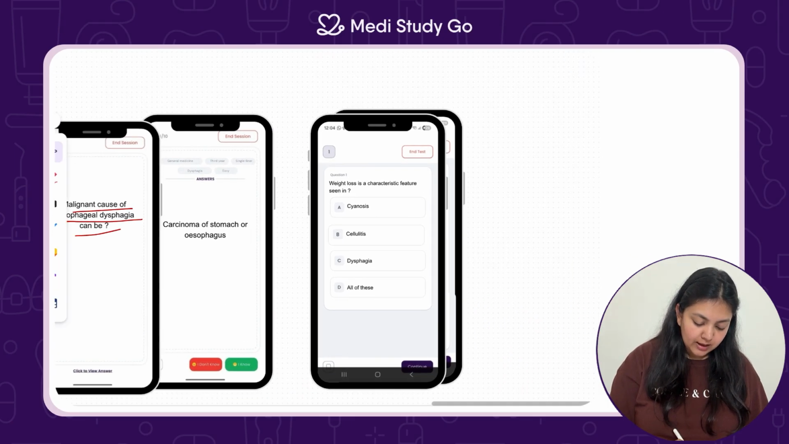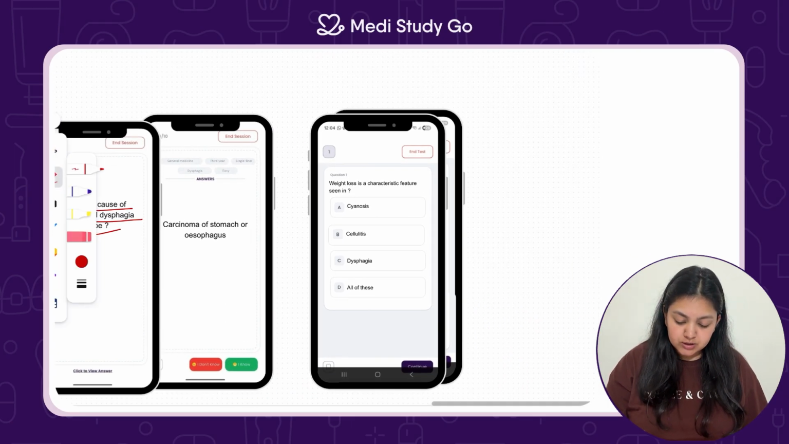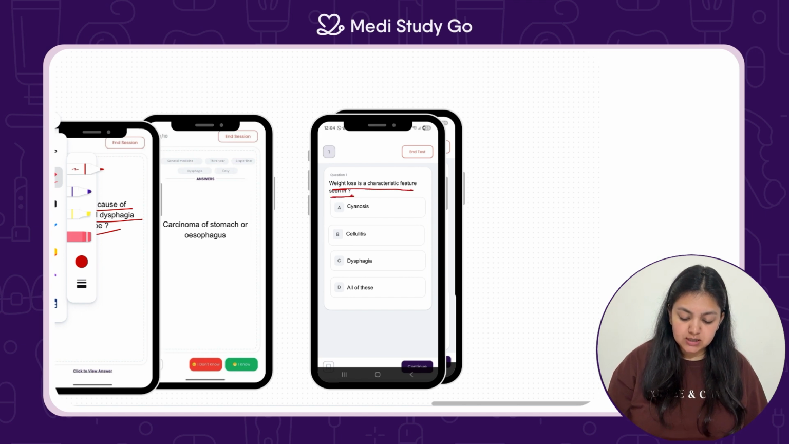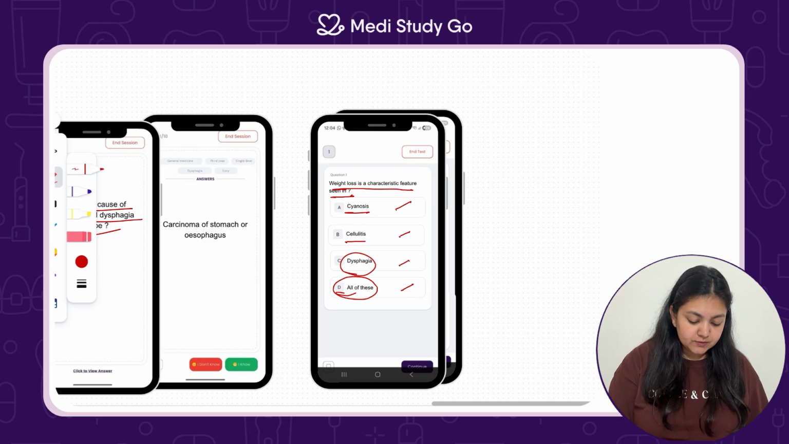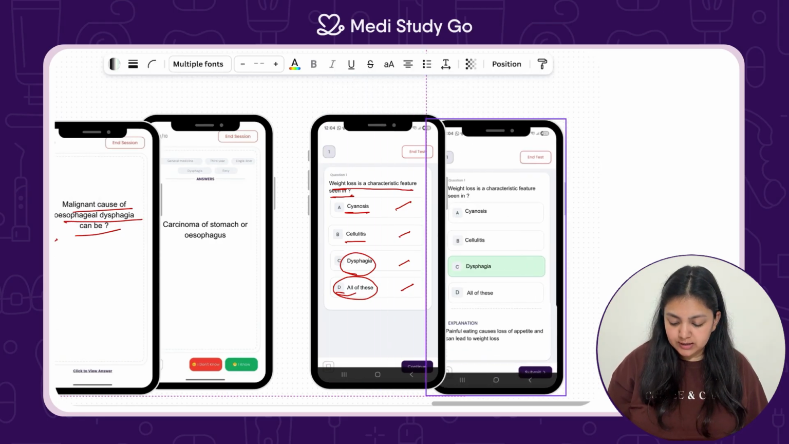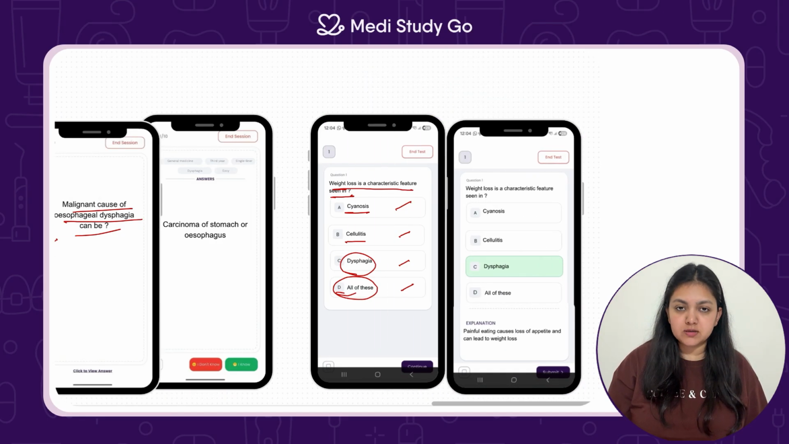And for solving an MCQ, suppose the question is: weight loss is a characteristic feature seen in cyanosis, cellulitis, dysphagia, or all. So mostly students think that if a question has all of these as an option, that is the answer. Because why will someone put that option? But that is not always true. You need to use your mind over here. So weight loss cannot be seen in cyanosis and cellulitis. I mean, it doesn't even relate. So the answer shall be dysphagia. So be mindful of the question and don't just take the obvious answer as all of these.